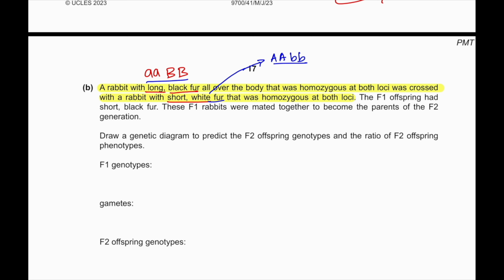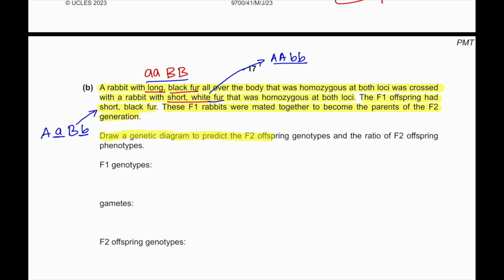The F1 offspring had short black fur. So it was short, so one of them is capital A, the other one obviously will be from one of the parents, which is small a, and black fur, so one of the characters. So it will be completely heterozygous in both locations. These F1 rabbits were mated together to become the parents of the F2 generation.